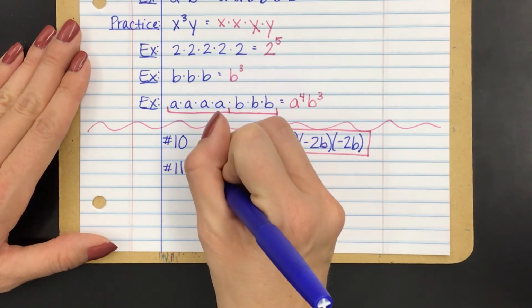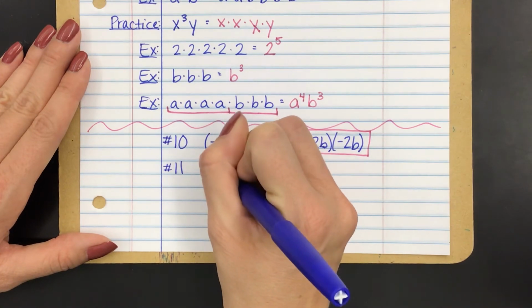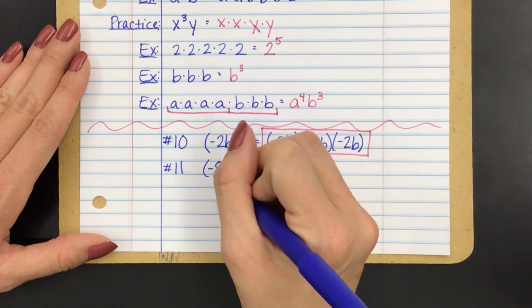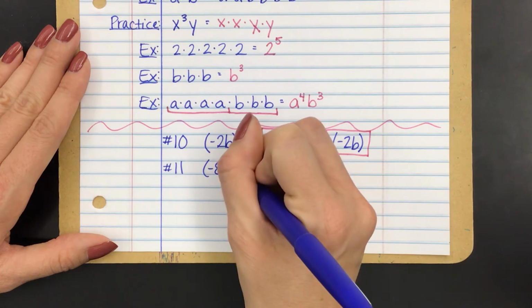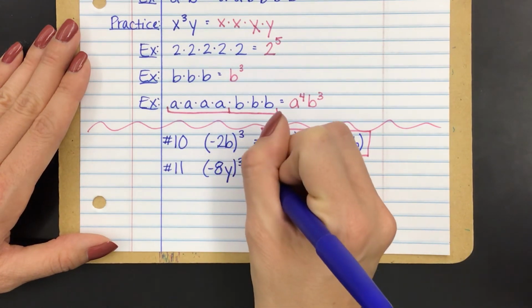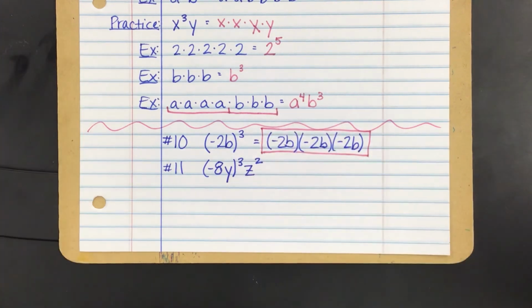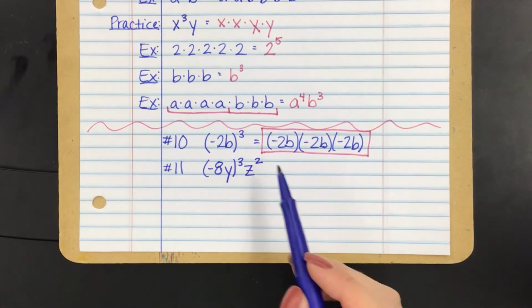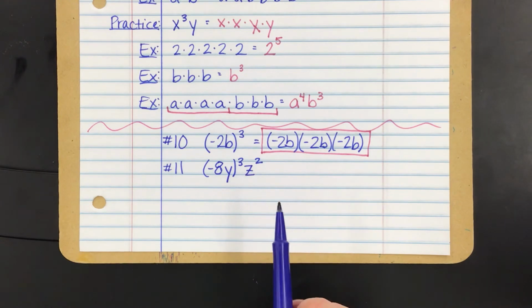11, it looks like this. Negative 8y to the third power times z to the second power. You'll notice that in my z's, I always put that little line in there. That's to show you that it's a z and not a 2, because sometimes z's look like 2's.